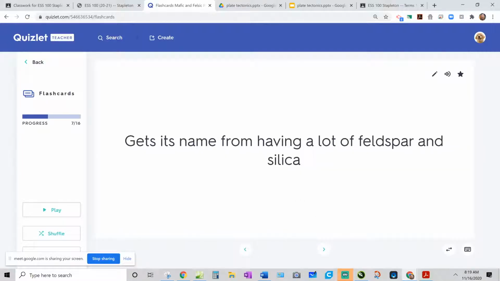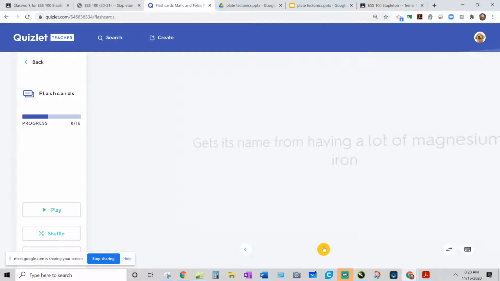Okay, gets its name from having a lot of feldspar and silica. This one I'm never going to ask you on a test or a quiz unless it's a bonus, although I think you could probably figure this out. Melissa. Tyler, no Tyler. RJ again. Feldspar and silica. What does that remind you of? Mafic or felsic? Felsic, yeah. The fel comes from feldspar and the sick part comes from silica, so felsic.